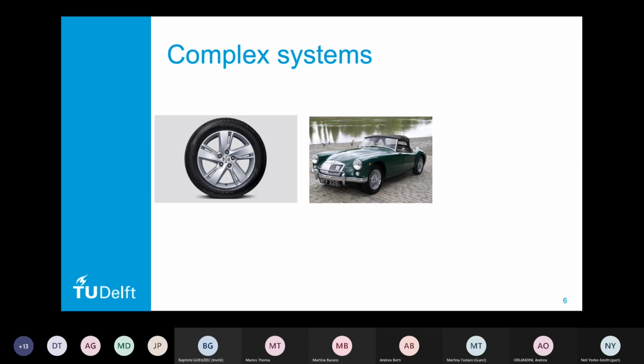So what about this? Is this a complex system? This is a car, right? Which has several wheels and a bunch of other stuff. Is this a complex system?